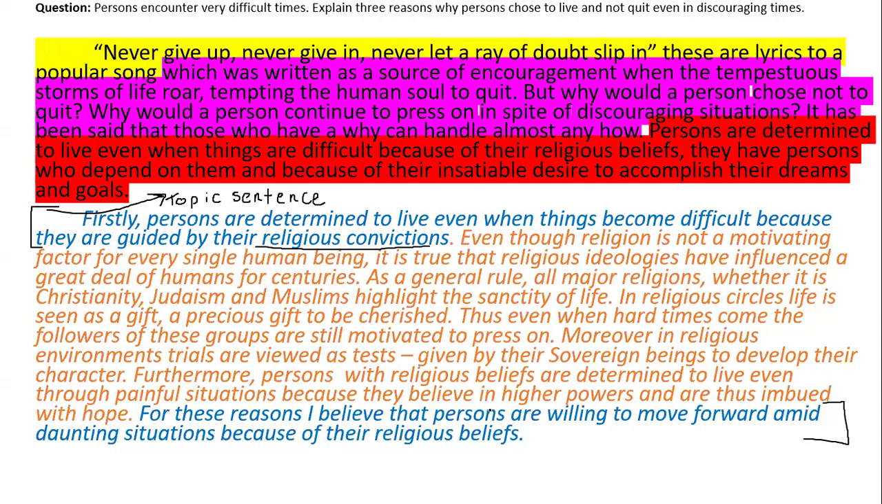For these reasons, I believe that persons are willing to move forward amid their daunting situations, because of their religious belief. I'm still on the same point. I didn't move on to any other point. So this is my what? Concluding sentence. I'm not done with this essay. This is just my first body paragraph.